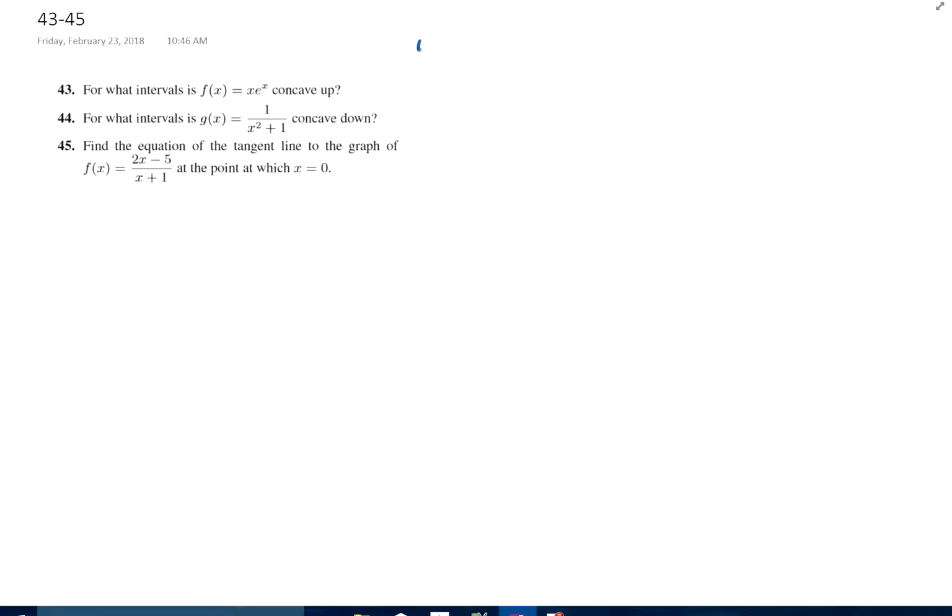Okay, 43. These ones, now we're going to apply using the product rule, quotient rule, etc. For what intervals is this function concave up? Well, f is concave up if f double prime is positive, right? Second derivative is positive, it's concave up. So we've got f of x equals x e to the x. So we're going to find the second derivative.